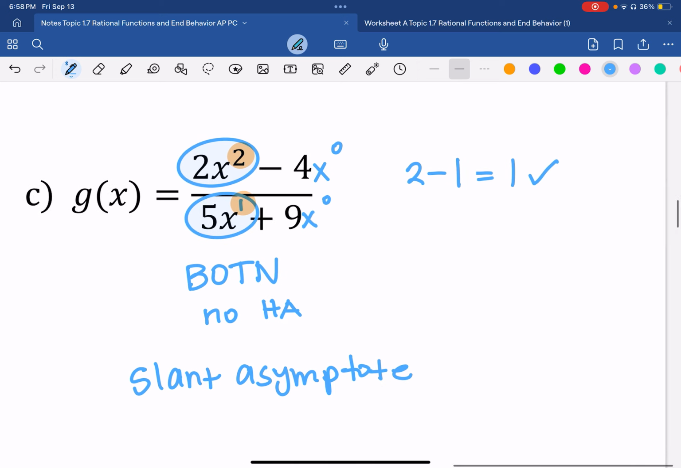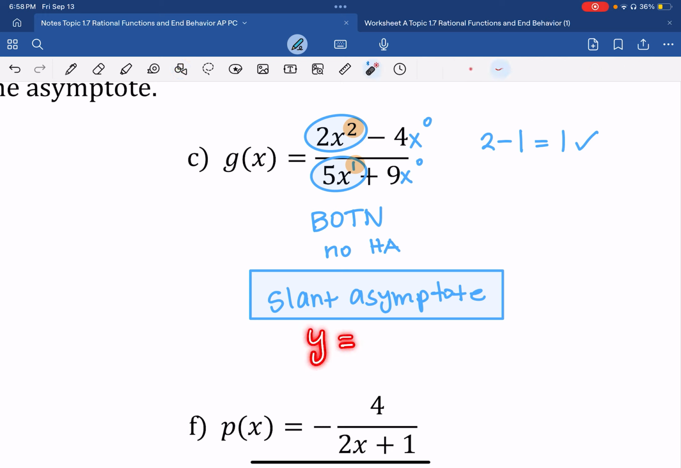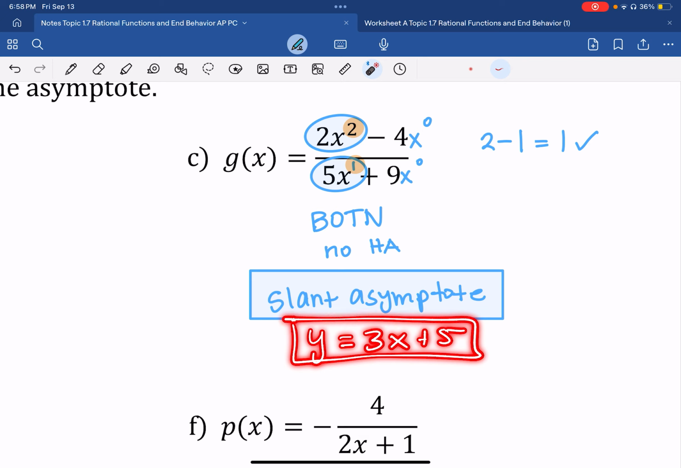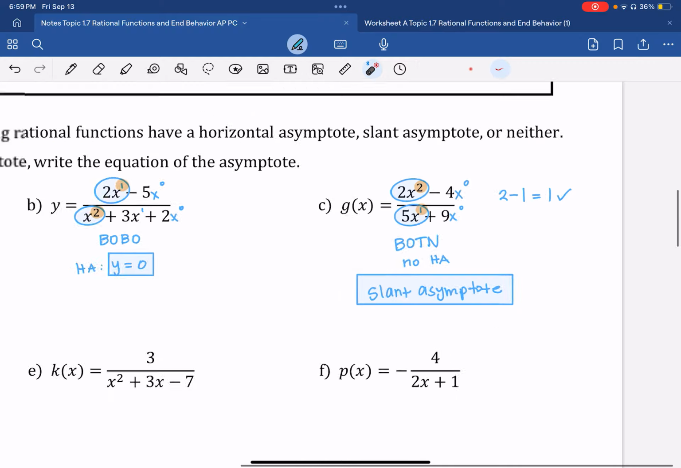Now, this question didn't ask you to find the equation of the slant asymptote. Like I said, that'll be in a future lesson, and we'll find that by doing long division. In the future, your slant asymptote could look something like y equals 3x plus 5, and that would be your answer. But this is just an introduction, so we're not going to do that just yet.